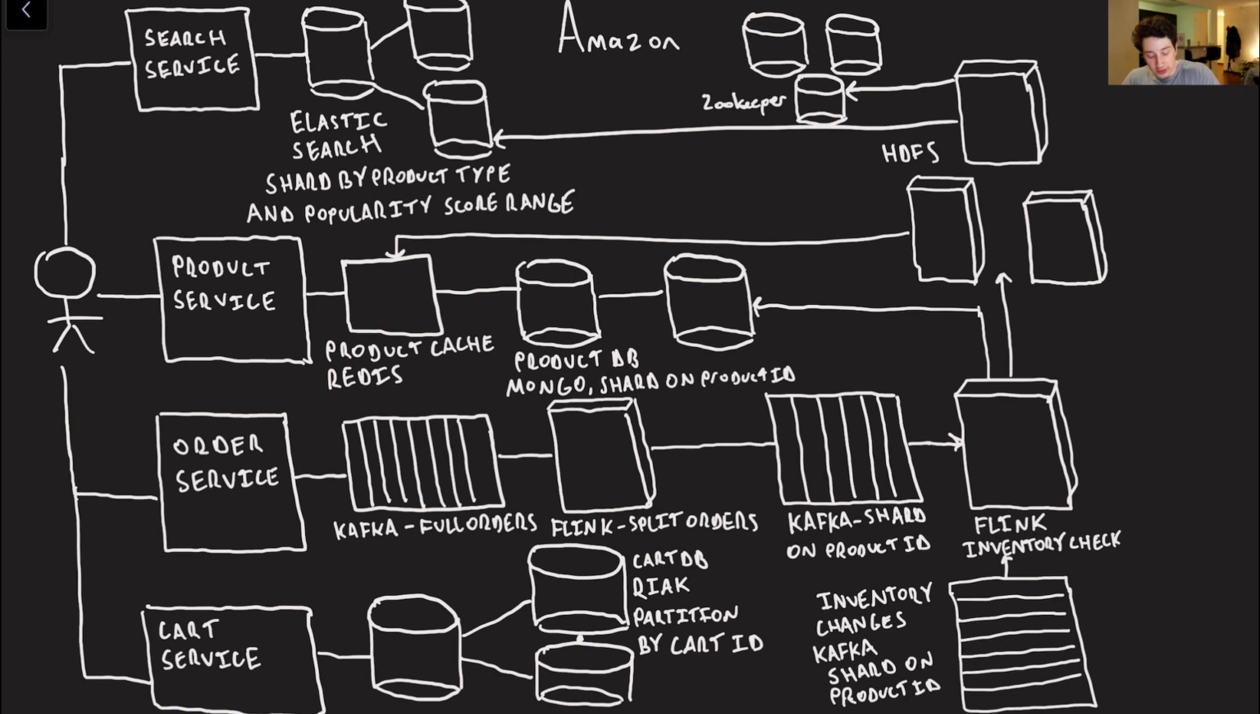Okay, so I'm now going to try and demonstrate the flow of how Amazon is going to work. The first thing that we can do is search for products off a given search term.